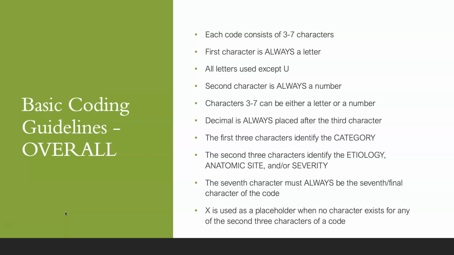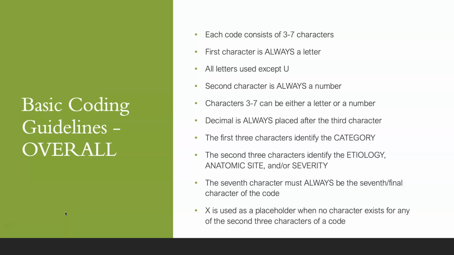Second character is always a number, and usually the third character is too. But characters 3 through 7 can be either a letter or a number. The decimal is always placed after that third character, so remember that. If you have a fourth character, you need that decimal, that period, right after the third character. If you just have 3 characters, you don't have to worry about that decimal, but otherwise you do.